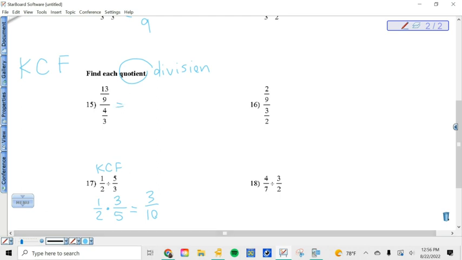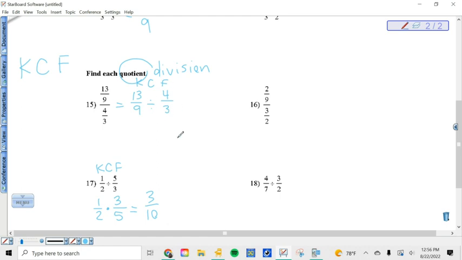Same thing for number 15, it's just written a little differently. If you want, you can rewrite it so it looks like this. And it's always top divided by bottom. So 13/9 divided by 4/3. And then let's do our keep, change, flip. Yeah, Lancer. So when you flip it, so it's 3 times 7? Yeah, exactly. I'm just rewriting it so it looks like this one instead of like this. Yes, you're exactly right.